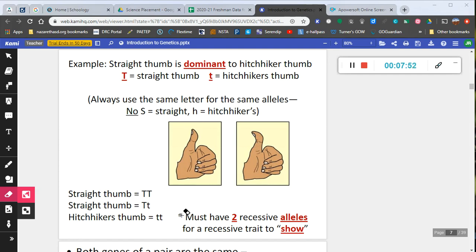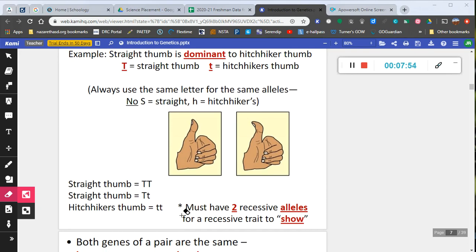Now, how do we rate this? Well, remember, you have to receive two alleles for every trait that you have, because they're coming in homologous pairs. That means that mom is giving you an allele for thumb type, and dad is giving you an allele for thumb type. It's the way those two alleles act together that determines your phenotype, whether or not you're going to have a hitchhiker's thumb or a straight thumb.